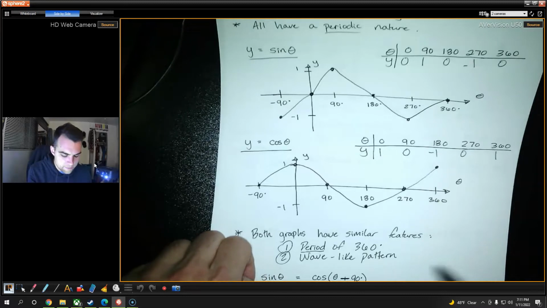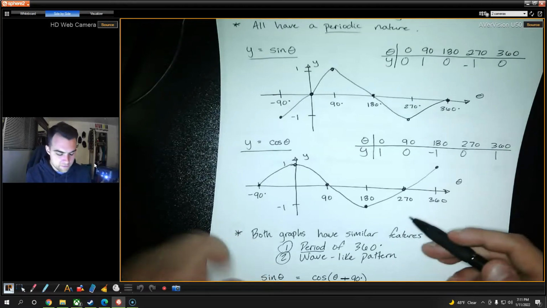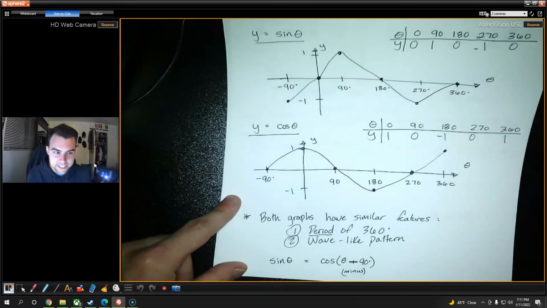But also, this is really useful for applications of mechanical waves, light waves, electromagnetic waves. Any waves really have something to do with sine and cosine a lot of the time. And in fact, sine theta is the same thing as cosine of theta minus 90 degrees. So all it is, is just offset by 90 degrees. Otherwise, they're pretty much the same exact function, interestingly enough.